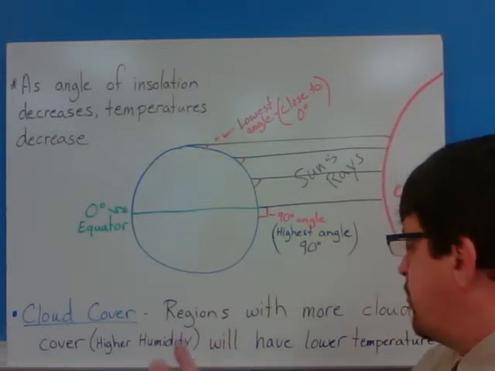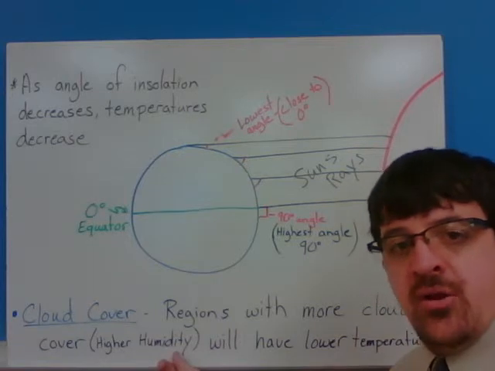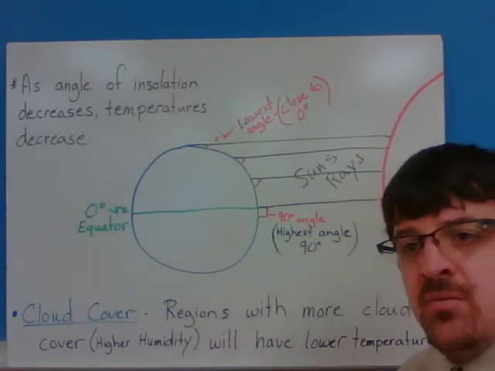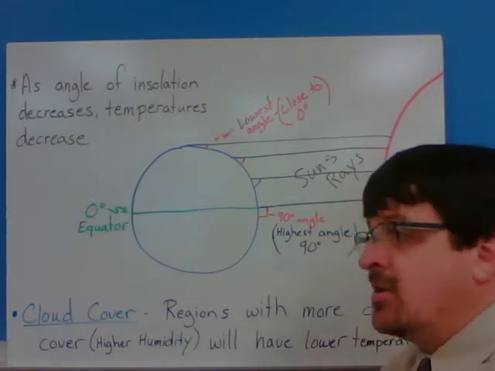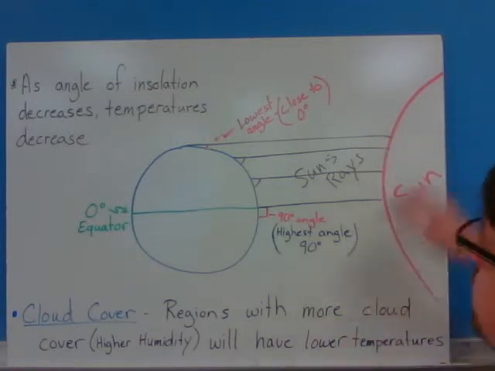Cloud cover. Regions with more cloud cover, meaning higher humidity because you're going to have more clouds, are going to have lower temperatures. So the more clouds you have, typically the cooler you're going to be. With fewer clouds, clear skies, you're going to be able to warm up more.